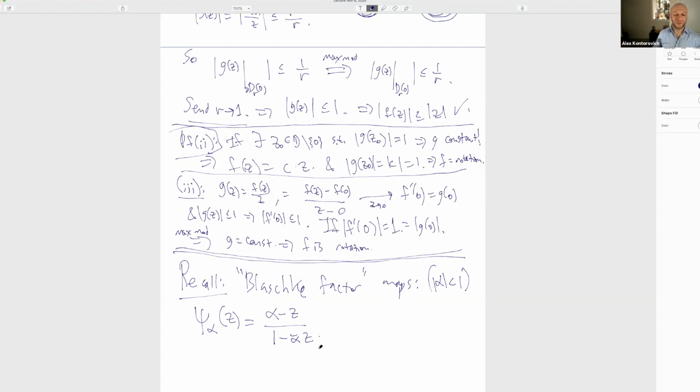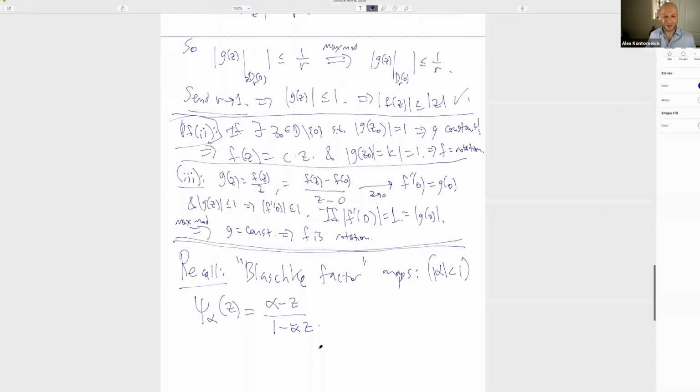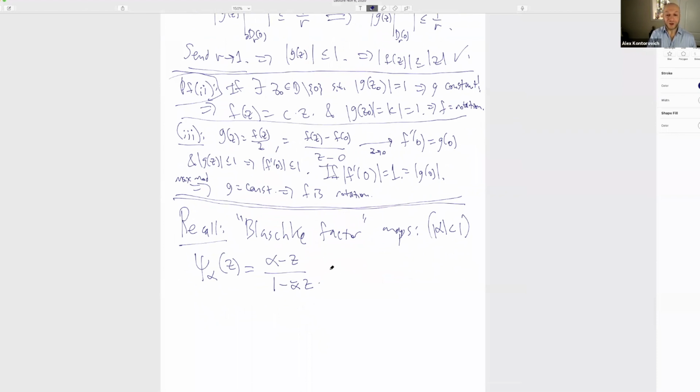Now this looks like it comes out of nowhere. This was in your homework, this map. There's a very, very good reason for this map to exist, which is what I want to explain, but not today. This is a fractional linear map. How would we describe it as a matrix?